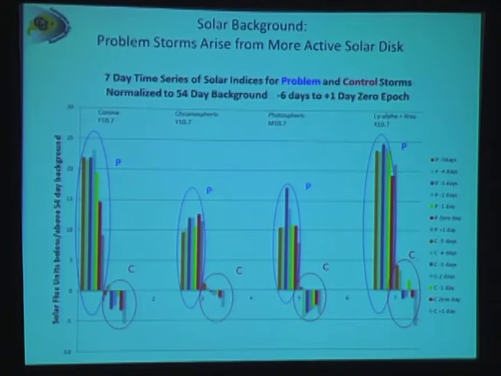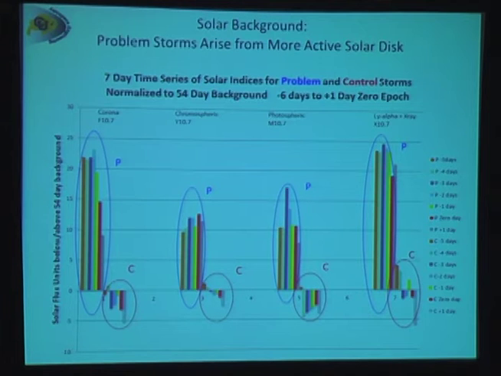It turns out that these problem storms, if we look at the indices and remove an appropriate background, look at the indices coming from the corona, F10.7, from the chromosphere, Y10.7, Lyman alpha plus X-ray, every one of those indices is way up compared to the control storms. This means that the sun is, in fact, on the total disk, much brighter.